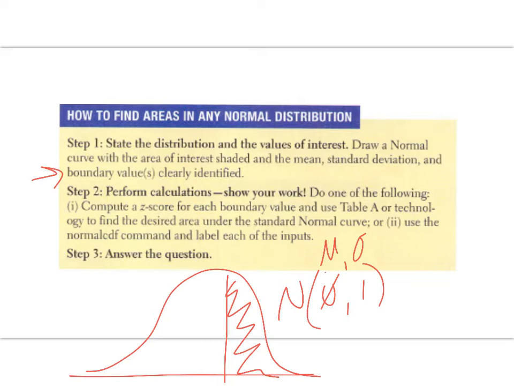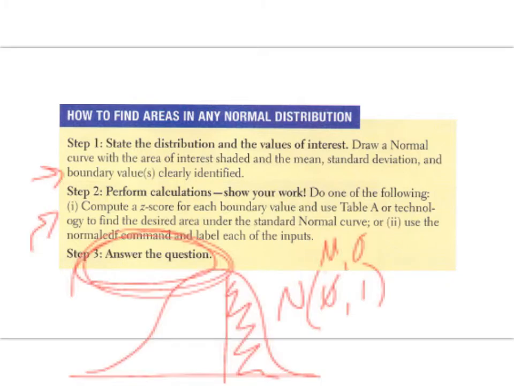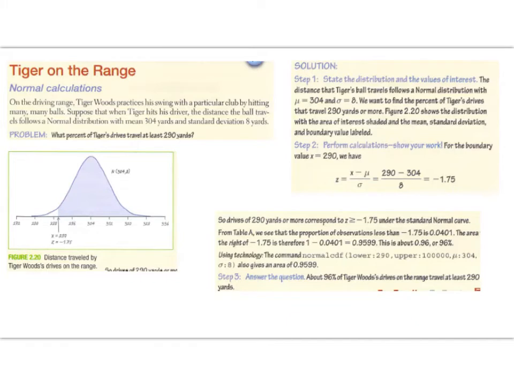Your next step then will be to perform your calculations and show your work. So you either need to show your work for all your z-scores and then use table A, or you show your work for your technology, and we'll talk about technology in class for these. I think that will be a little bit easier. And then make sure you actually answer the question, and if there is context, go ahead and put it in context. So let's look at this example here.